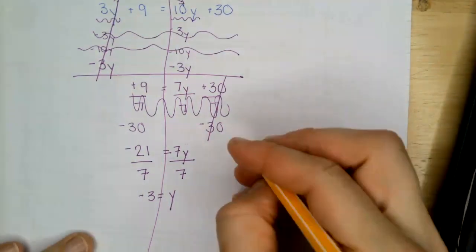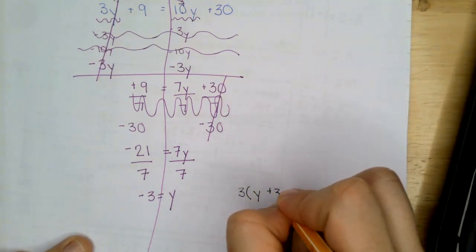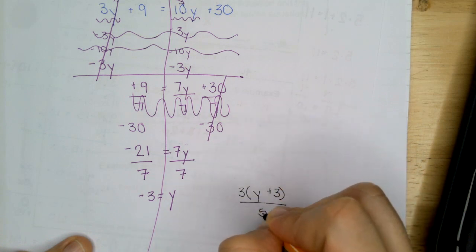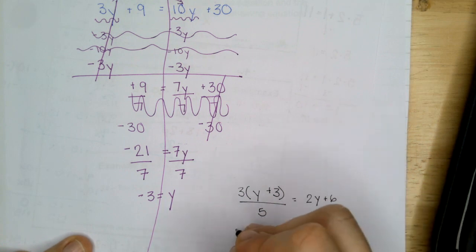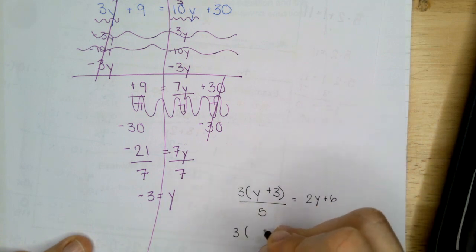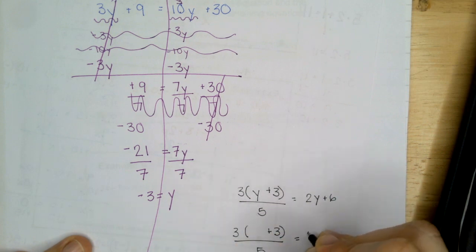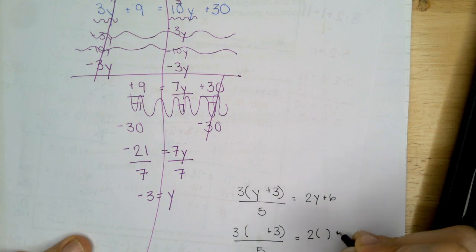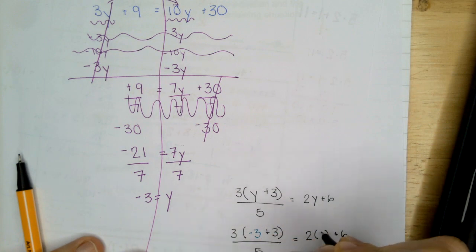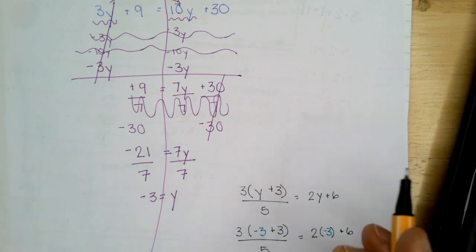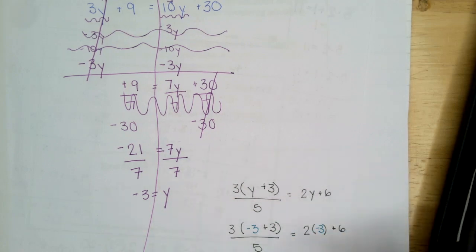The original equation was 3 times the quantity y plus 3, over 5 equals 2 times y plus 6. So I'm going to substitute that in. 3 times 3 plus 3 over 5 equals 2 times 3 plus 6. Negative 3. You are welcome to distribute the 3 or combine the 3s. But combining the 3s looks easier.